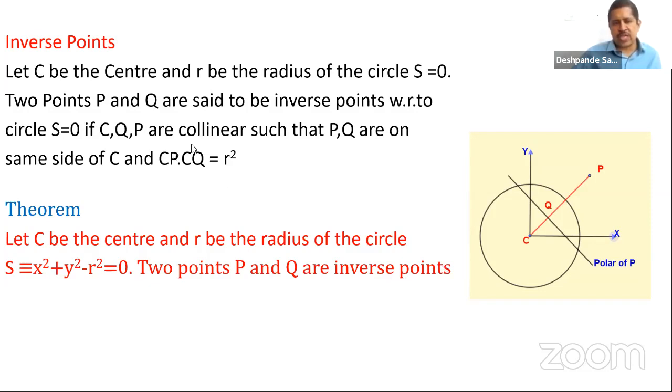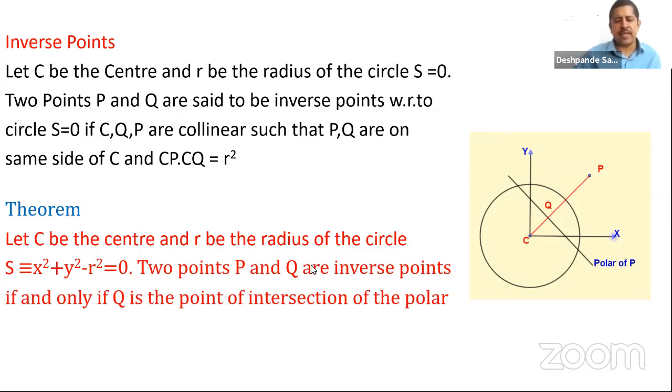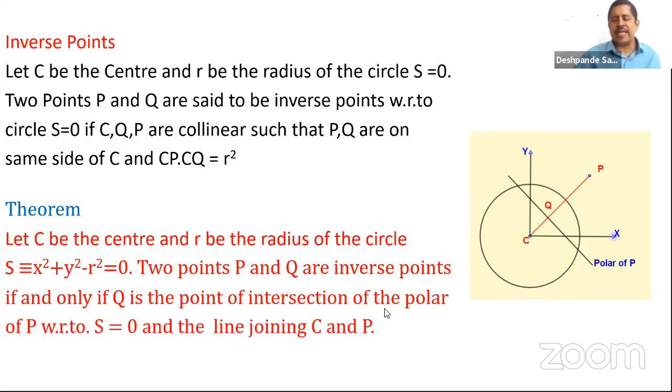You have got 2 conditions, isn't it? So instead of these 2 conditions, we have got a simple thing here. These 2 points are inverse points if Q, where is Q here? It is between C and P, somewhere between C and P. So this Q is a point of intersection of which 2 lines? CP line and polar line. So Q is a point of intersection of the polar and the line joining C and P. Okay, this is a definition of inverse points.